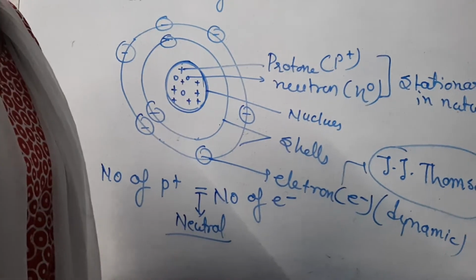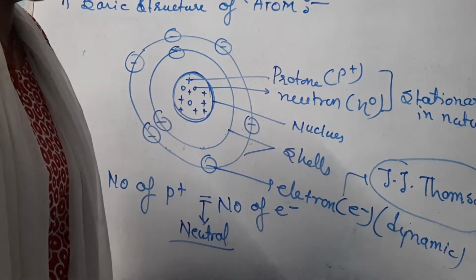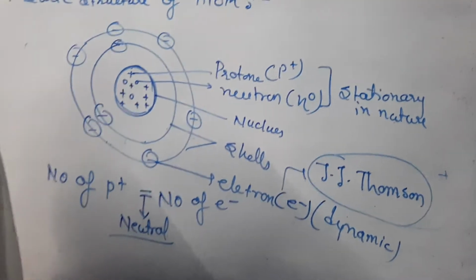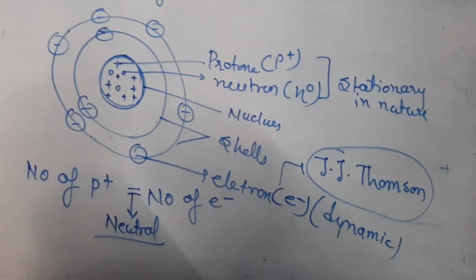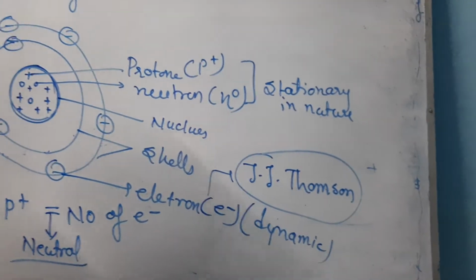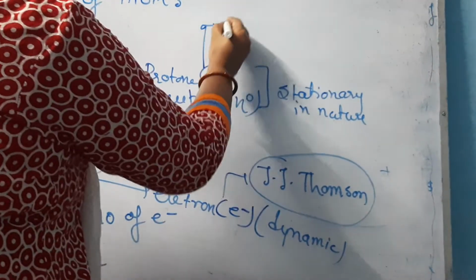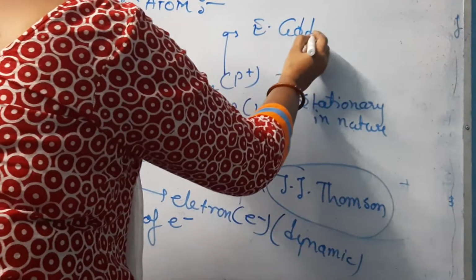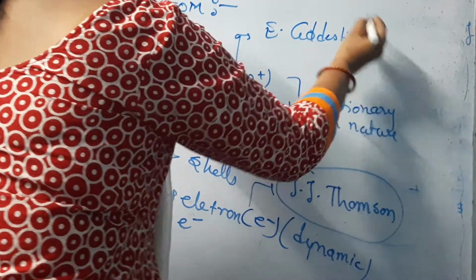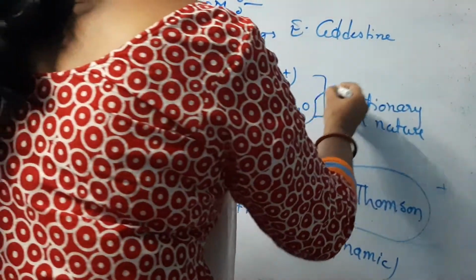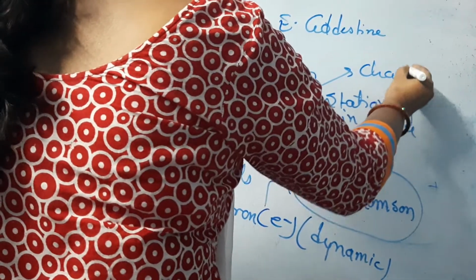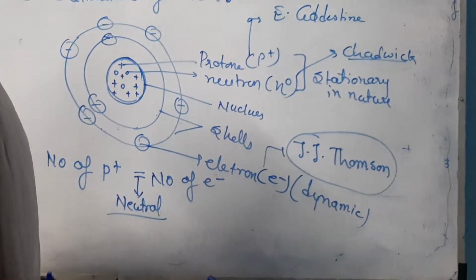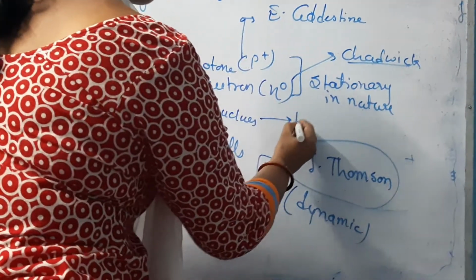His cathode ray experiment, you also studied in class 9th, but now in this year it is not a part of the syllabus. You just remember who discovered the electron. So J. Thomson discovered the electron. Who discovered the proton? E. Goldstein discovered the proton. Who discovered the neutron? Chadwick discovered the neutron. Who discovered the nucleus?